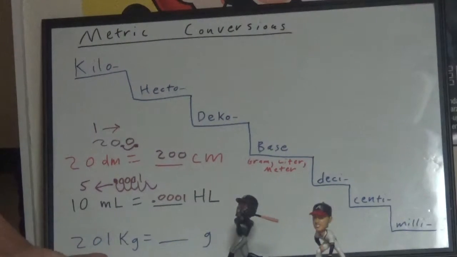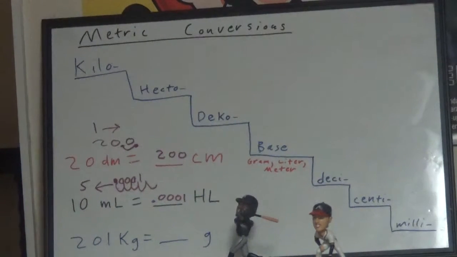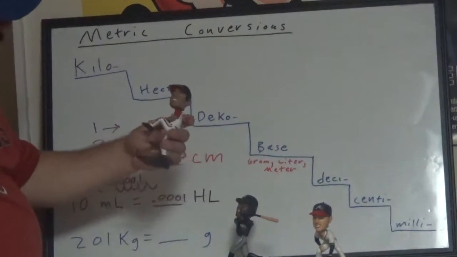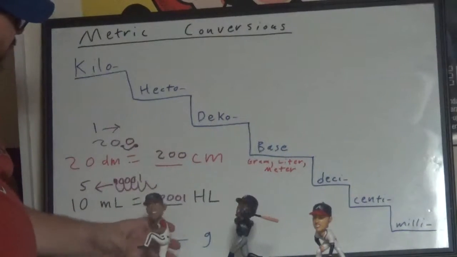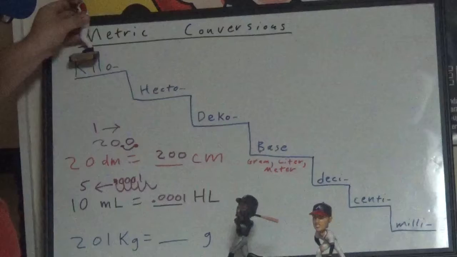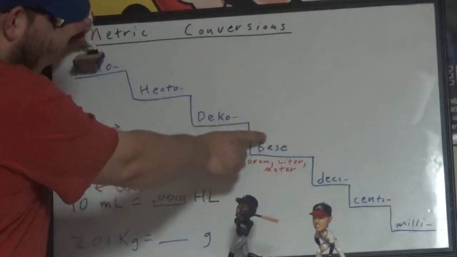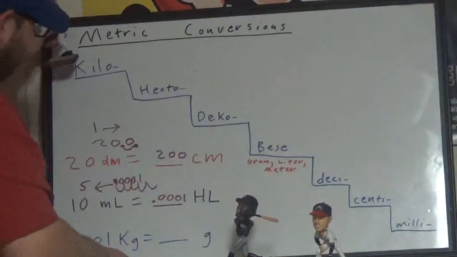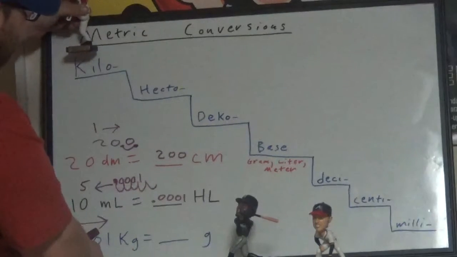Okay, last one is going to go from kilograms to grams. For this one, I'll get some help from Helioteuron. Can Helioteuron help me? Yes. So I'm going to start at kilograms, a kilo. What direction is gram? Well, where's gram? We have kilo, hecto, deco, base, deci, centi, milli. Gram is a base unit. So which direction do we go? We go to the right. So our number's going to be getting bigger, not smaller.